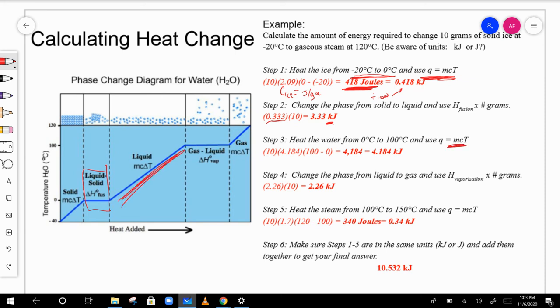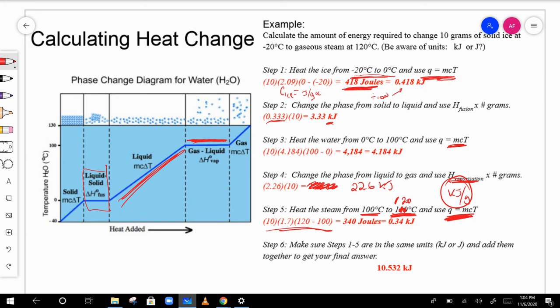So using Q equals mc delta T. Step 4, again, we have now a phase change, this time going from liquid to gas. This number's wrong, I just did the math wrong there, 22.6 kilojoules. And again, the vaporization is in kilojoules per gram. Then step 5, the final step here, is doing Q equals mc delta T for the steam, once everything turns into steam, 100 degrees Celsius to 150. Oh, this should be 120. I took this from another problem, just changing numbers, so this should be 120.